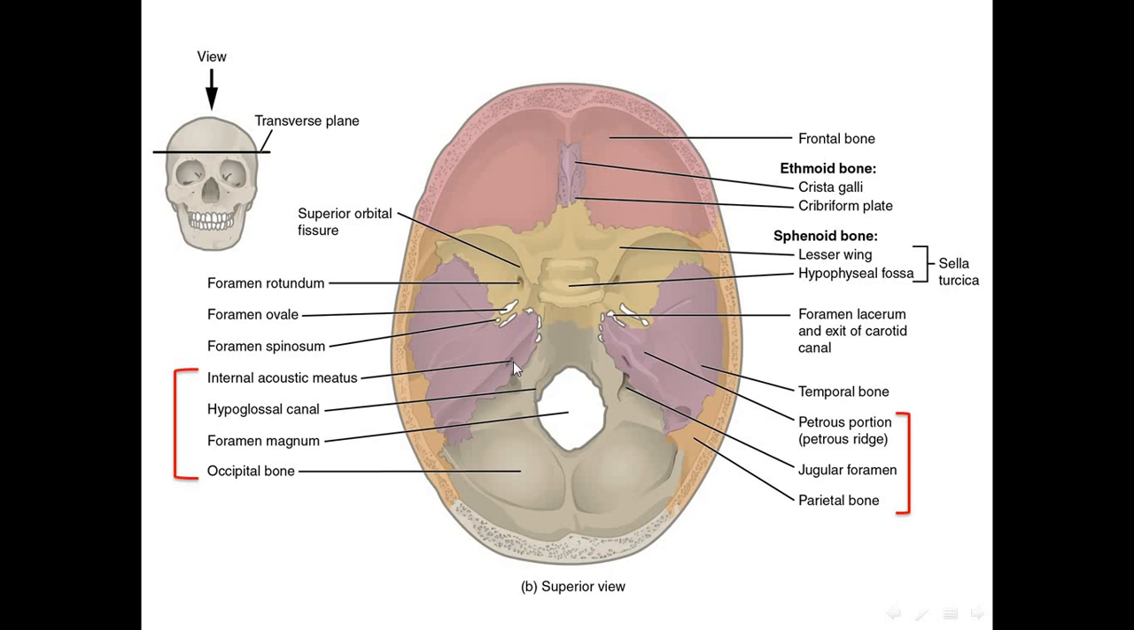This is the internal acoustic meatus, the opening of the facial nerve and vestibulocochlear nerve, which are cranial nerves number 7 and 8. This is the jugular foramen, the passageway for the jugular bulb and cranial nerves number 9, 10, and 11. This is the hypoglossal canal, which is anterolateral to the foramen magnum, the passageway of the hypoglossal nerve.